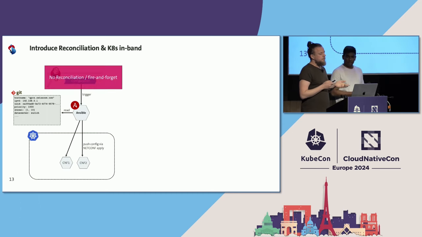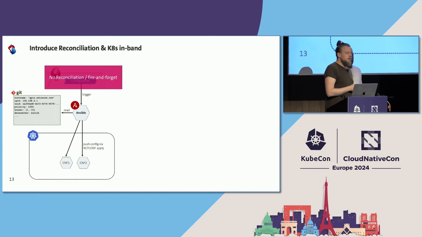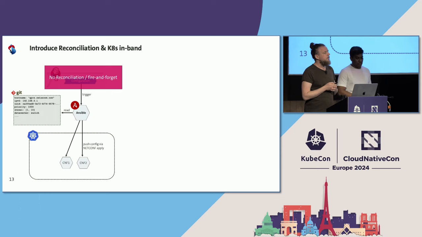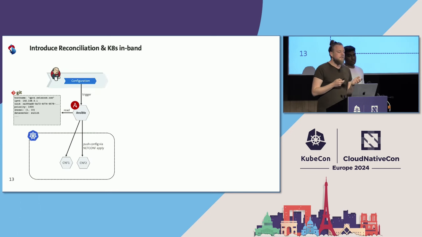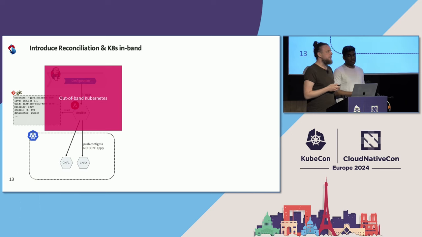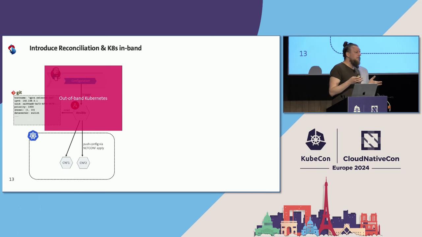So the first issue is there's no reconciliation. Jenkins is usually fire and forget mode, so it's a one-off task. Maybe there is a retry, but not so much a reconciliation, which constantly tries to enforce the desired state. And the second issue is that it's out of band with Kubernetes. So we cannot see the state of the pipeline within Kubernetes.